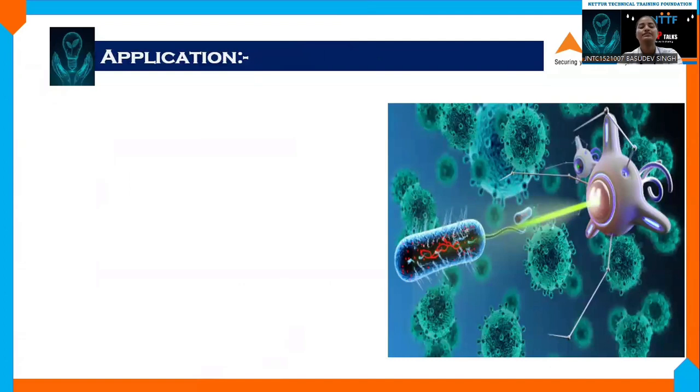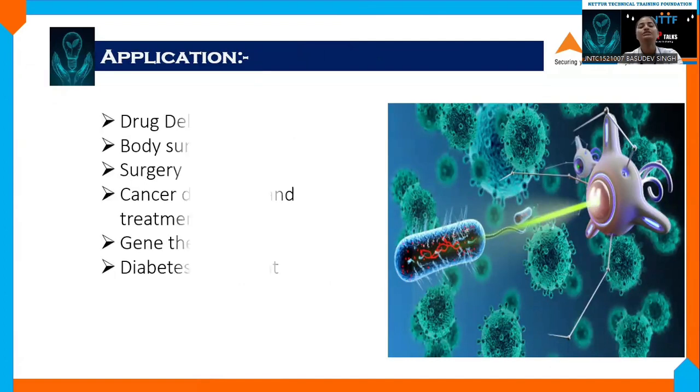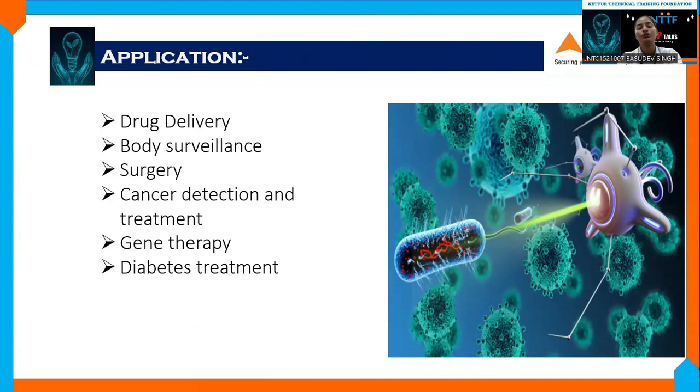Then the main applications, where the microfibers are mainly used, like drug delivery. Means internally, we cannot flow the drugs through our body. So with these microfibers, we can easily deliver the drugs to our internal parts, and body surveillance. Means whichever things are internally affected in our body, we can easily find out through these microfibers. Then surgery. Microsurgeries can be done through these microfibers.